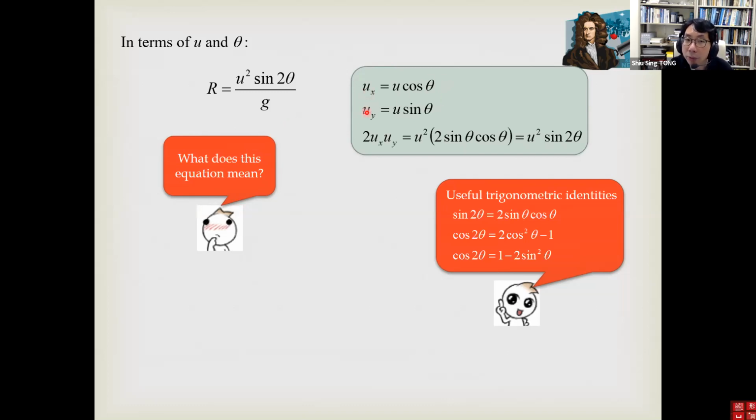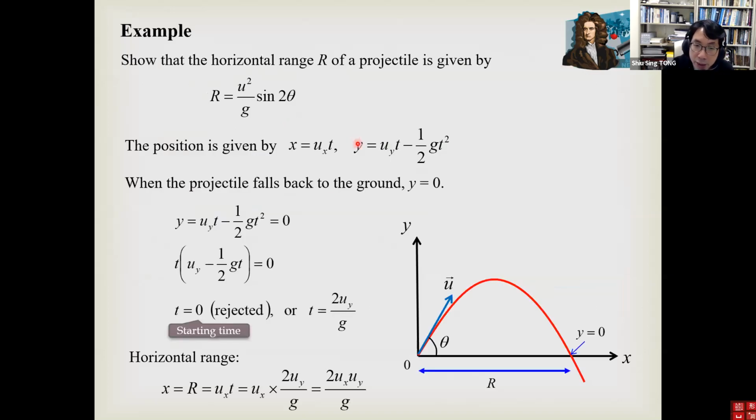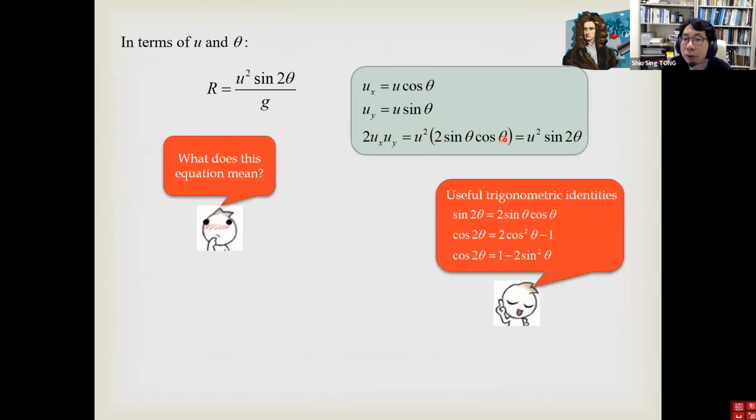So now you multiply ux by uy, you get u squared sine theta cosine theta. And since there's a factor of 2 here, I can make use of this trigonometric identity that 2 sine theta cosine theta is equal to sine 2 theta. This is a trigonometric identity that you commonly use. I suggest you memorize it. Even if you don't memorize it, I recommend you at least know that this formula exists.